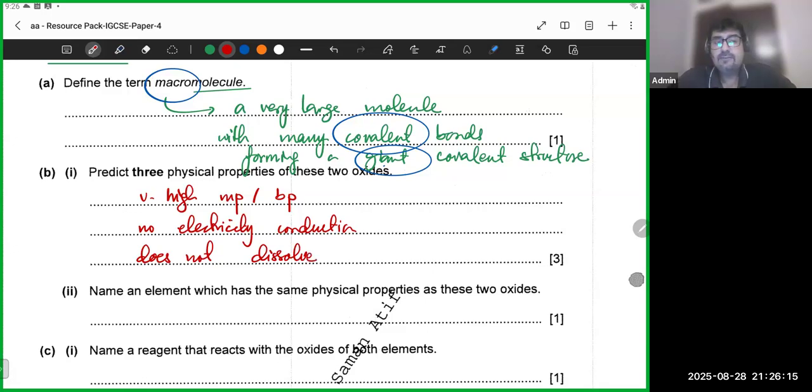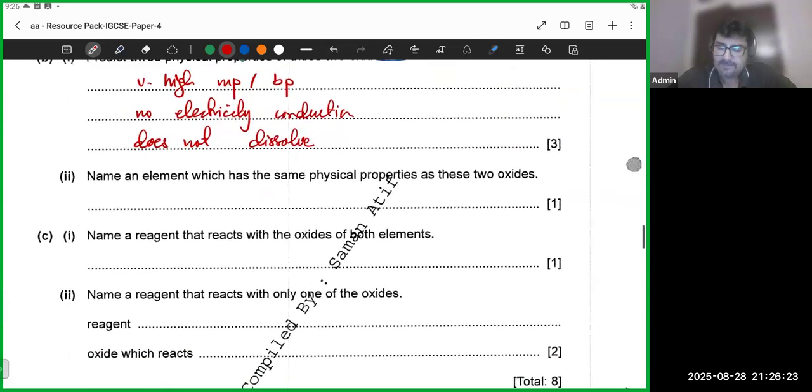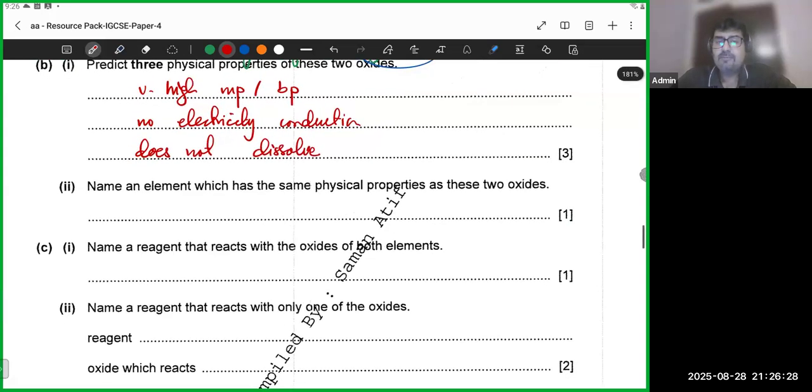Because to dissolve, it has to dissociate and disintegrate into smaller pieces. Well, if the bonds are really strong, and it's a giant structure, that's not going to happen. Name an element that has the same physical property. Now, the only macromolecule or giant covalent structure that you've studied, that's diamond, right?